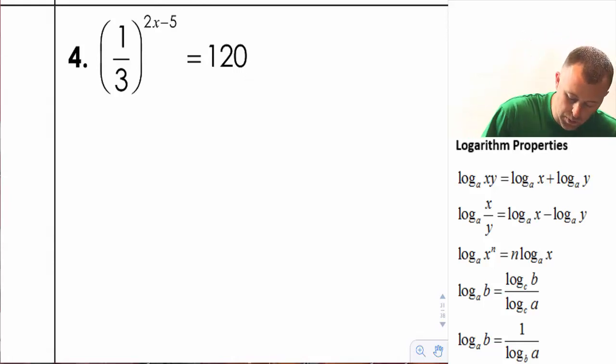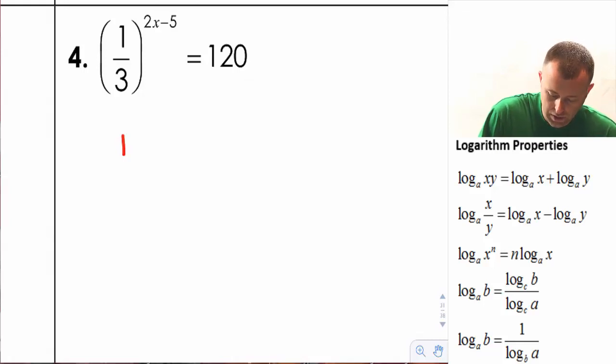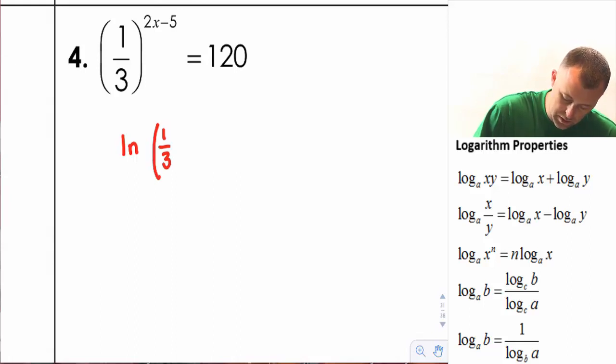But we approach it really the same way. So here I'm going to do one more natural log. I'm going to natural log both sides. So I have natural log of 1/3 to the 2x minus 5 equals the natural log of 120.